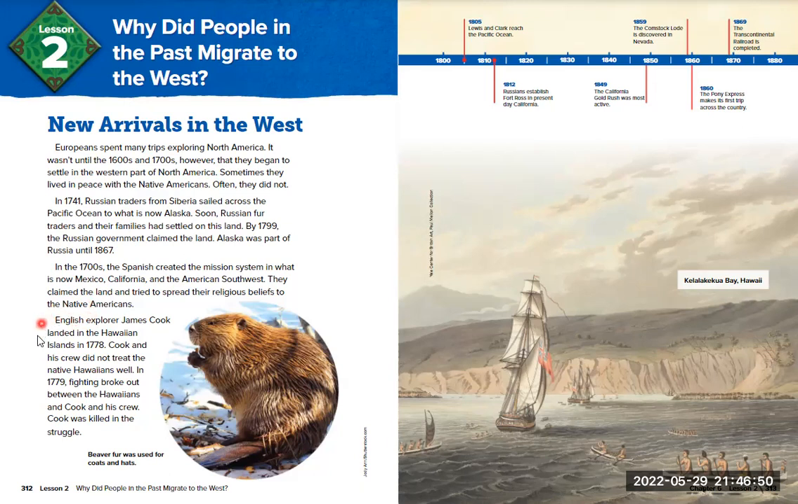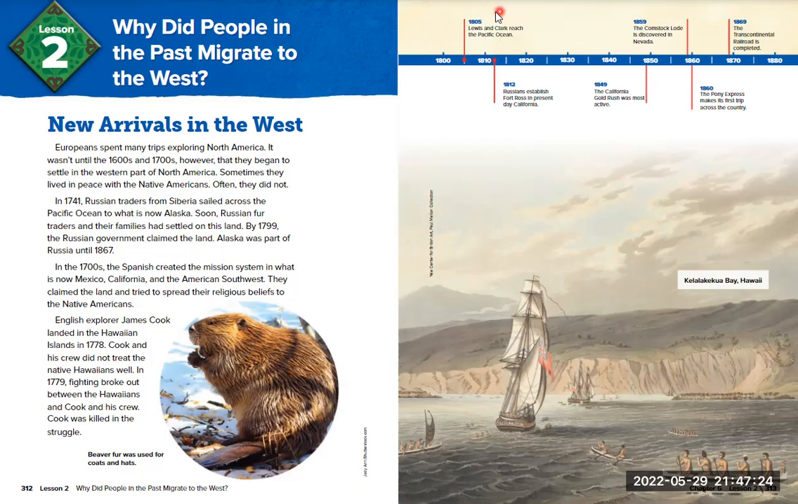English explorer James Cook landed in the Hawaiian Islands in 1778. Cook and his crew did not treat the Native Hawaiians well. In 1779, fighting broke out between the Hawaiians and Cook and his crew. Cook was killed in the struggle. Earlier, we read about Russian fur traders, and here we have the picture of a beaver with the caption, "Beaver fur was used for coats and hats."